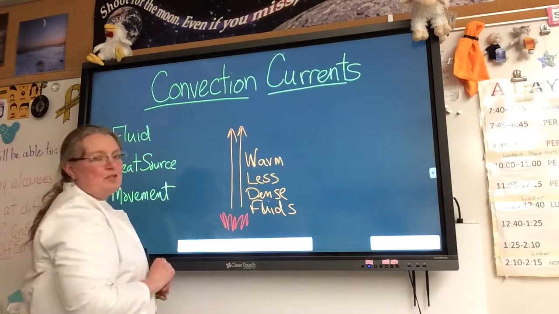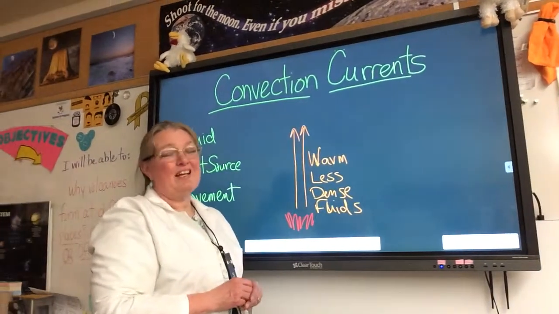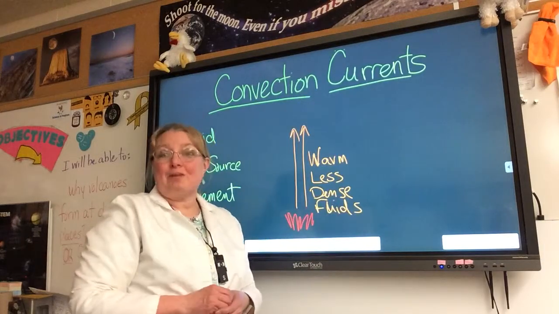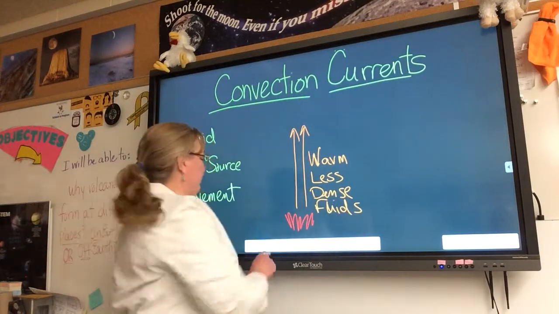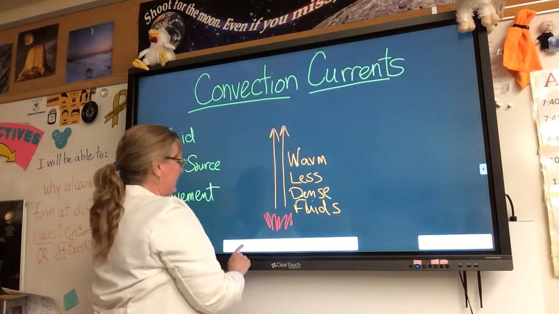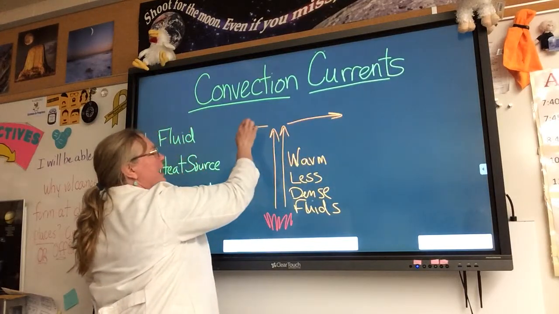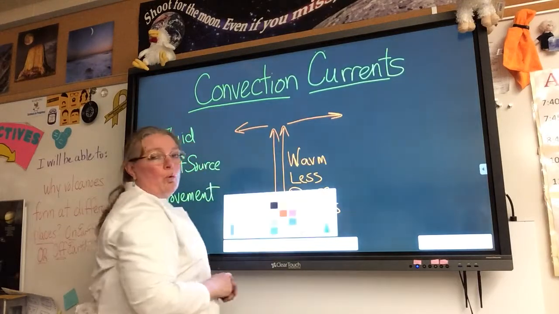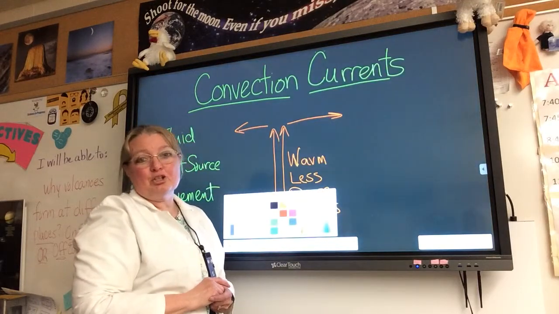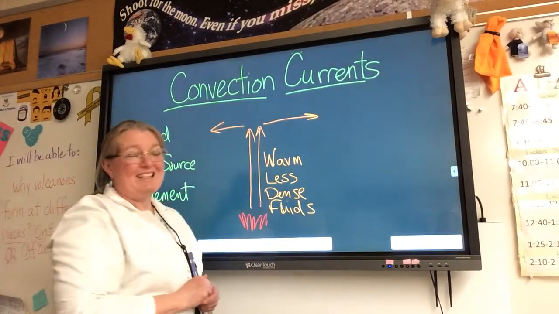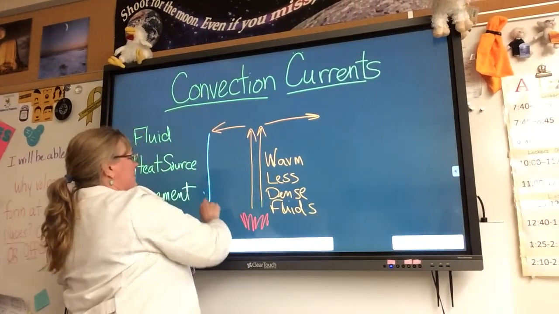All right, so once they get away from the heat source, they're now going to lose some heat and they're going to cool down, give it up to their environment like we talked about in heat transfer. So they move away from the heat source and they're going to kind of spread out as they do that. Once they've started to cool down, they're going to become more dense and they're going to want to sink. So we're going to sink them back down.